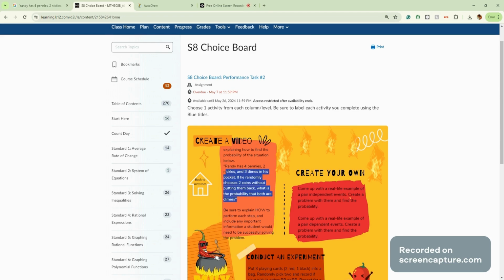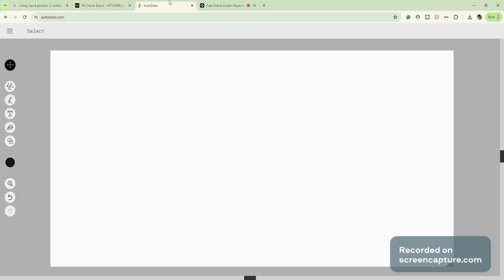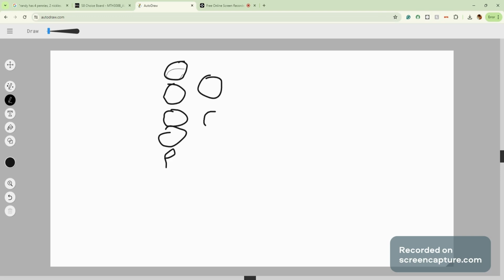And, yeah. So that's why we're gonna go back to AutoDraw. And we're gonna hope that everything works. And then we're gonna draw our pennies. These are very huge pennies. Do not ask why. There's 1, 2, 3, 4 pennies. And then we have 2 nickels. And then we have 1, 2, 3 dimes.